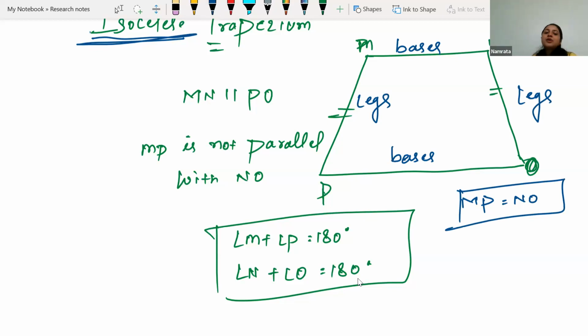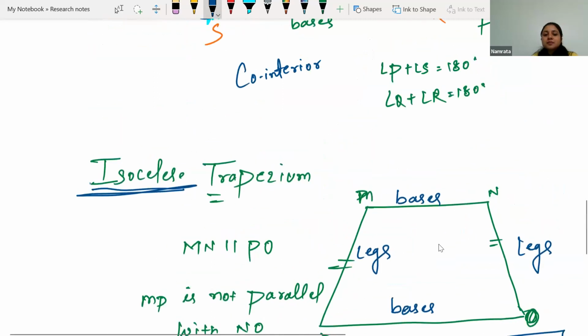Is it clear so far to everybody? Yes, ma'am. Okay, just a second. Why is MP equal to NO again? Can you repeat? Because the name is isosceles trapezium.